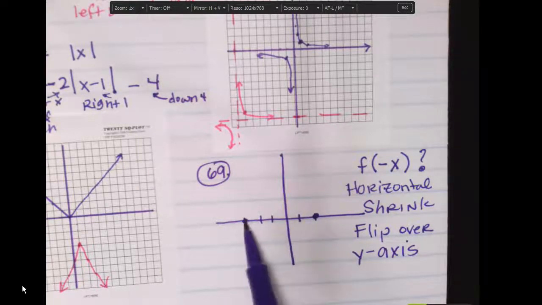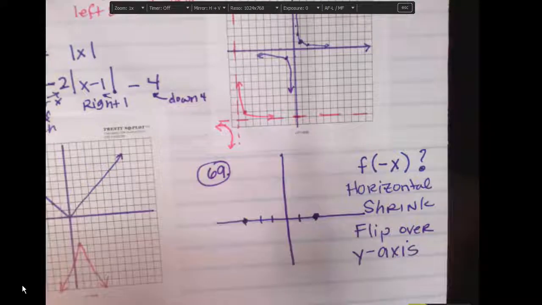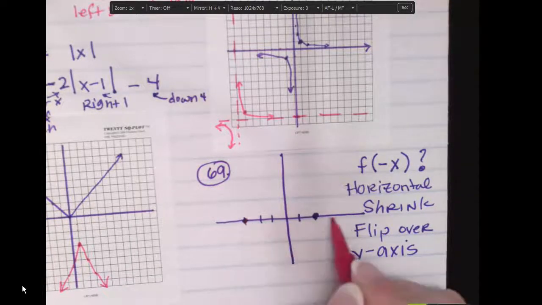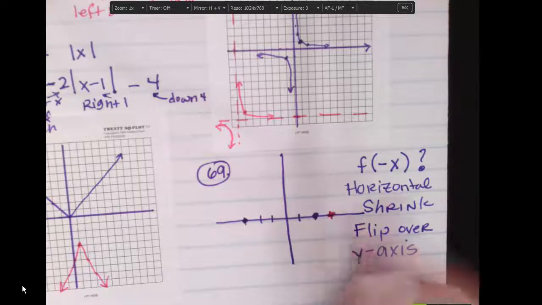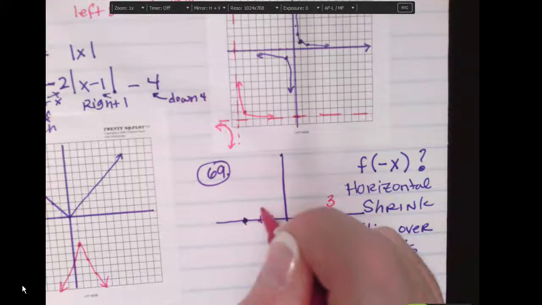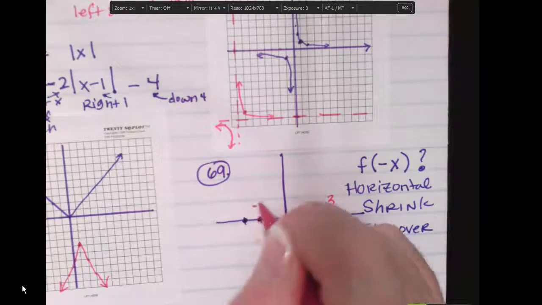So when we have these two x-intercepts, if we were to flip that over the y-axis, well, I'd probably just, if I put this point over on the other side, that would be at positive 3. And if I flip this one and put it on the other side, that would be at negative 2.